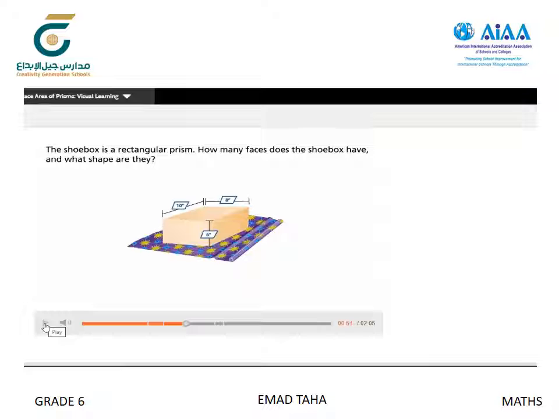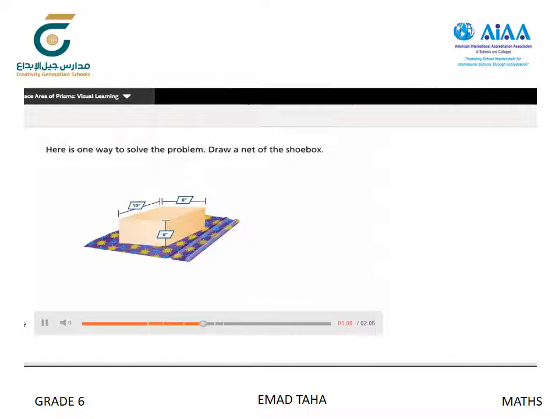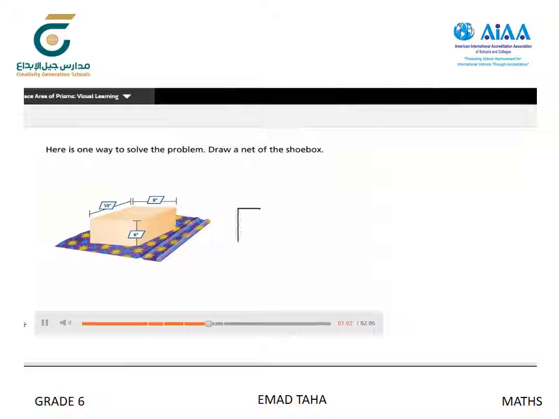Okay, listen. The shoebox has 6 faces. The faces are rectangles. Here is one way to solve the problem. Draw a net of the shoebox.